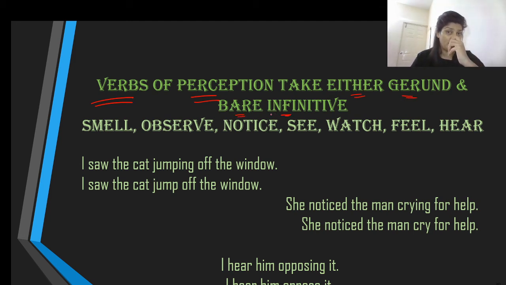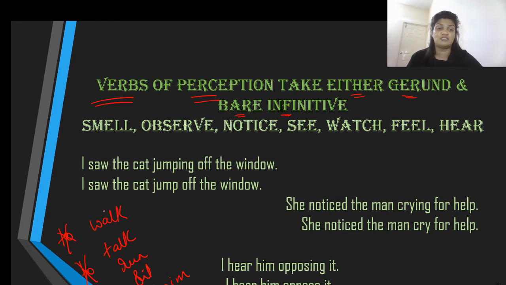Remember, what is a bare infinitive? A bare infinitive is when you have no preposition, only the root verb alone, like walk, talk, run, sit, swim, when you do not have the preposition "to". In that particular situation, you call it a bare infinitive. All right, let us take the examples.